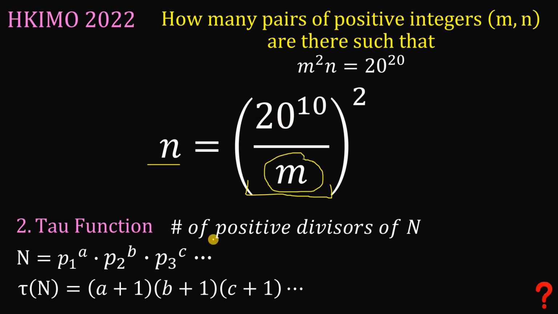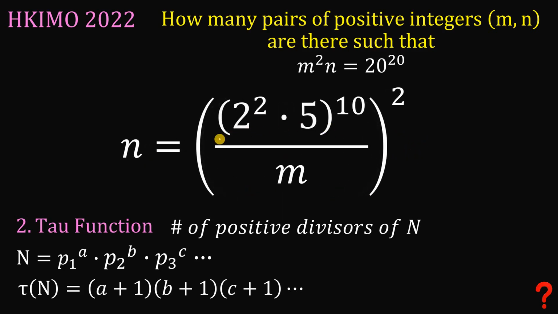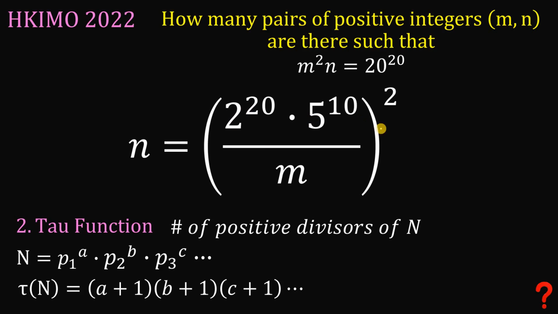That's how the tau function comes into play, because the tau function is a function to find the number of positive divisors of n. So what we're going to do here is to find the total number of positive divisors of 20 raised to the power of 10. To do that, let's factor out 20 by its prime factors. So this is just 2 squared times 5. Now, using the law of exponents, we can rewrite this as 2 raised to the power of 20 times 5 raised to the power of 10.